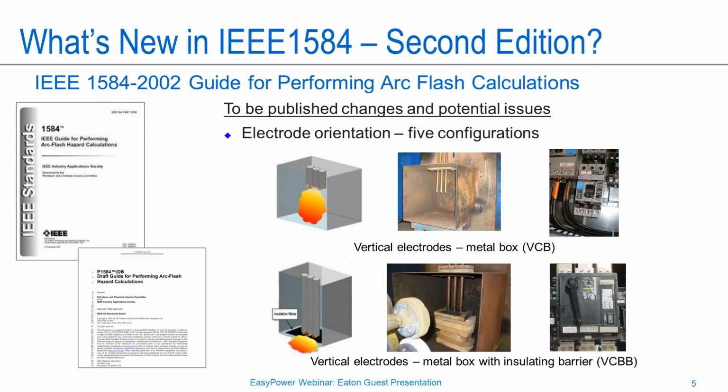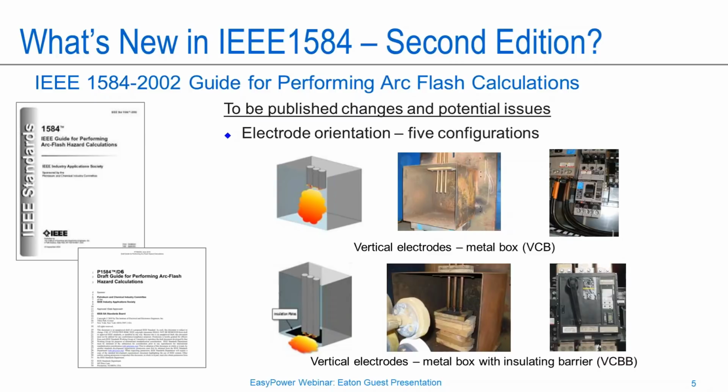With the vertical electrodes in a metal box, you can kind of envision the arc event first goes down, and then it kind of goes out towards the person in front of the enclosure. And there's a picture here at the right that shows a typical configuration. In this case, maybe a molded case breaker. You can see the load lugs. They're facing down. So that might be an example of a VCB configuration in the real world.